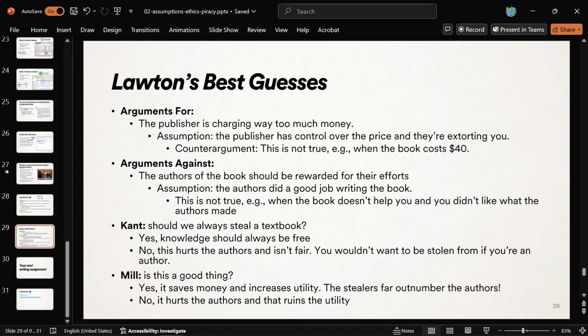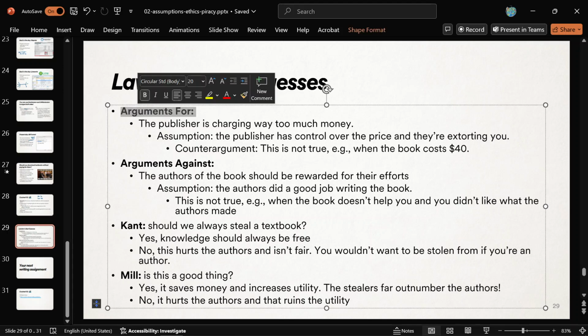So yeah, here are my ideas that I wrote down, if you would like to look at them. Here are my best guesses for arguments for and against, and then I also thought of it in terms of our ethical theory, so we can tie it back to them one last time. So okay, here are some pros and cons for stealing textbooks, and also the assumptions deep down. Let's talk about those too.